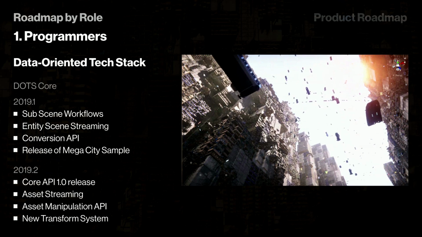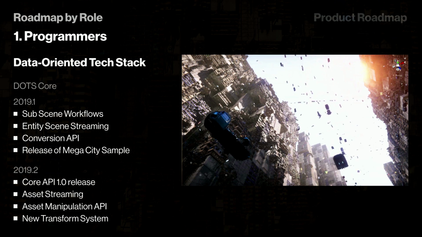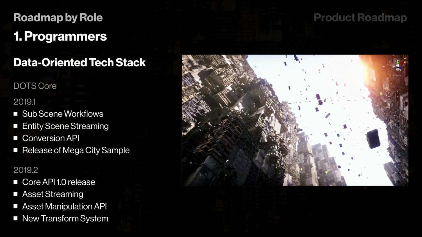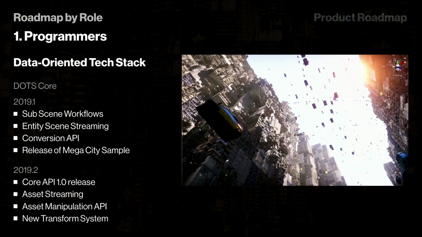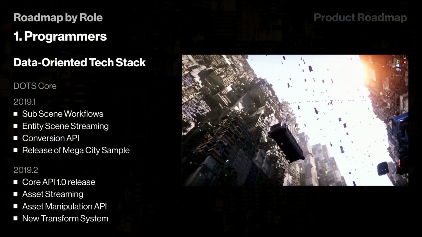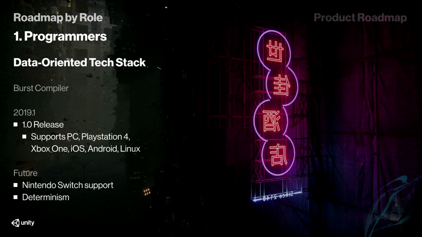In 19.2 will be the 1.0 release of that core API, as well as asset streaming. So that's how we get those giant worlds into MegaCity. An asset manipulation API, these things are so easy to say, and a new transform system which is way more efficient than our old one. Then, the Burst compiler. So this is our new super fast compiler we've been talking about, and that's coming finally 1.0 in 2019.1. It's coming for PlayStation 4, Xbox One, iOS, Android, and Linux. And in future, the Switch as well. And of course, we're working on determinism for that entire stack.